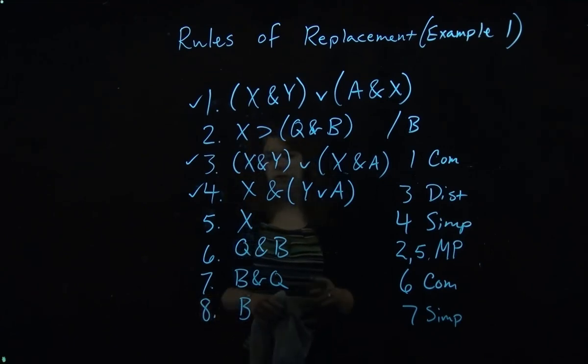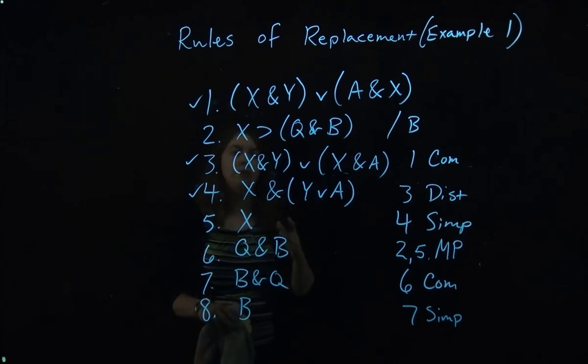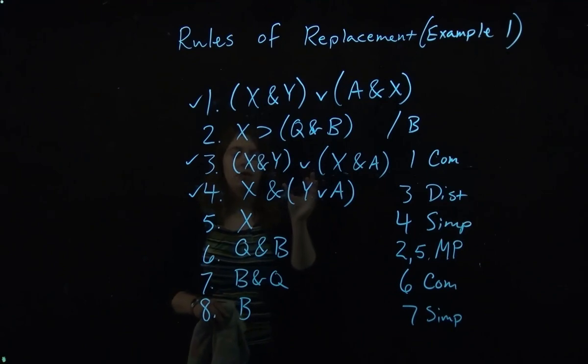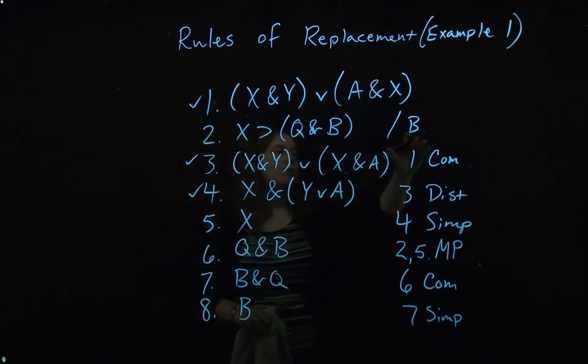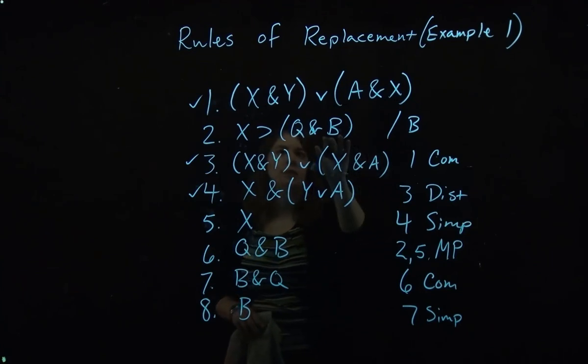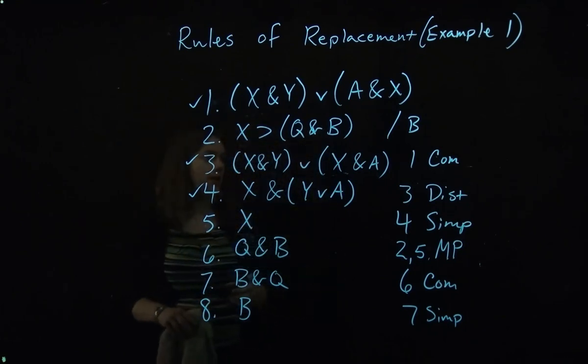So some of this stuff, rules of replacement, kind of makes things a little bit trickier, but definitely look at the strategies that the book outlines, and always keep in mind what you're trying to get. In this case, you're trying to get this B, and you're trying to figure out what you can do to isolate this B from the Q and the ampersand and the X and the horseshoe. And the rules of replacement allow you to do this.